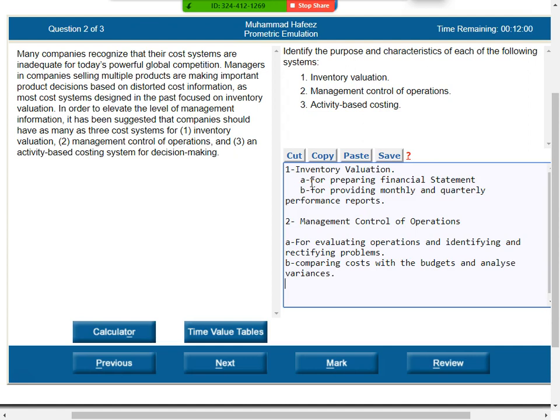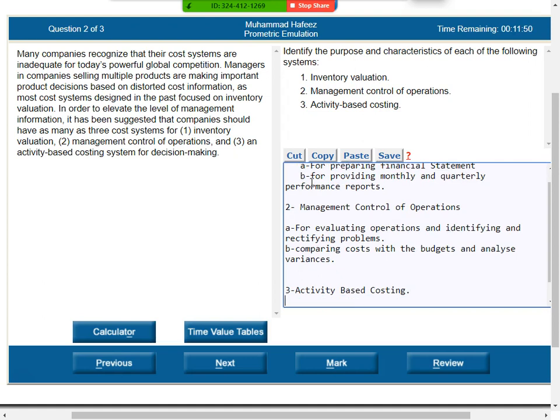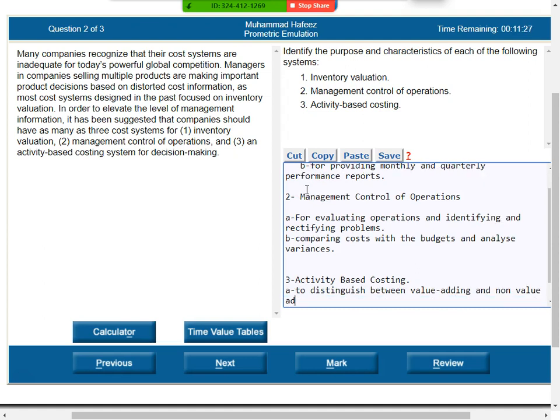Okay, done. Third part, activity-based costing. Activity-based costing. A. See, to the point, specific what he needs. I'm sure when we read activity-based costing, we discussed in detail certain activities that are value-adding, certain that are not value-adding. So to distinguish between value-adding and non-value adding for cost control purposes.